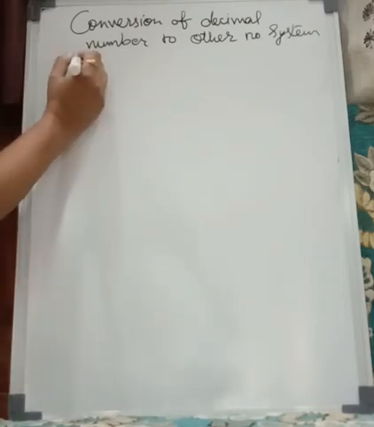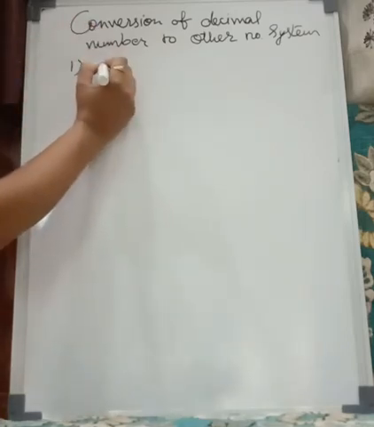Suppose we have a decimal number. It may be a combination of integer and fractional part, or simply the integer part, or simply the fractional part. If it has only the integer part, first we need to divide the integer of the decimal number by the base of the number system to which it is to be converted.